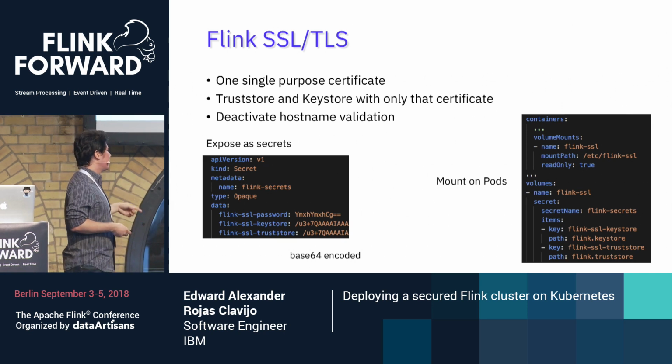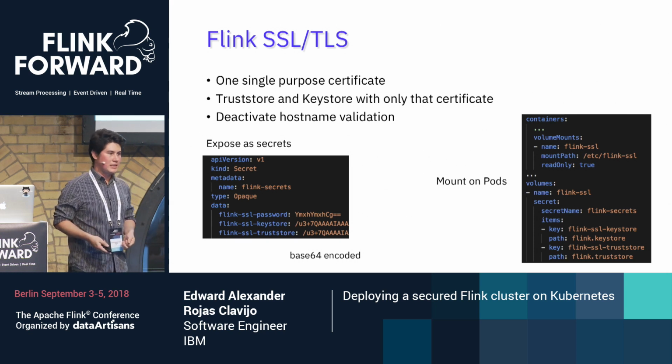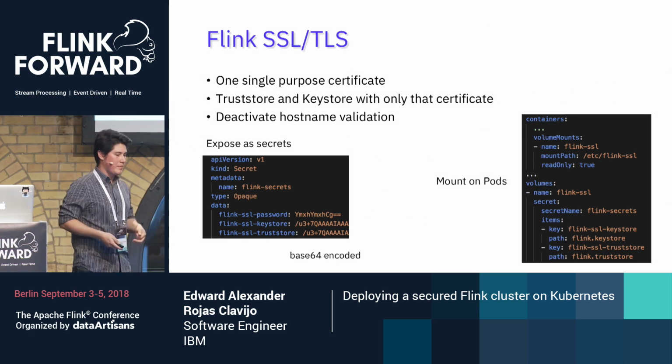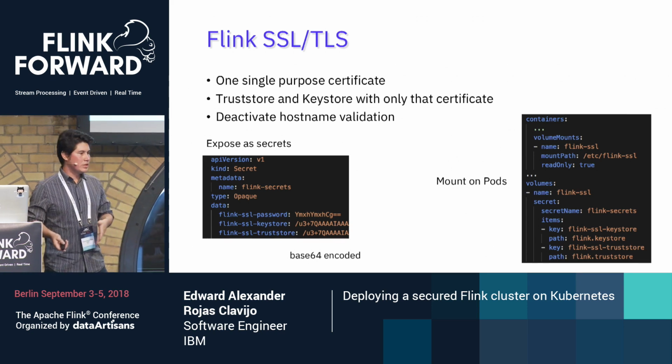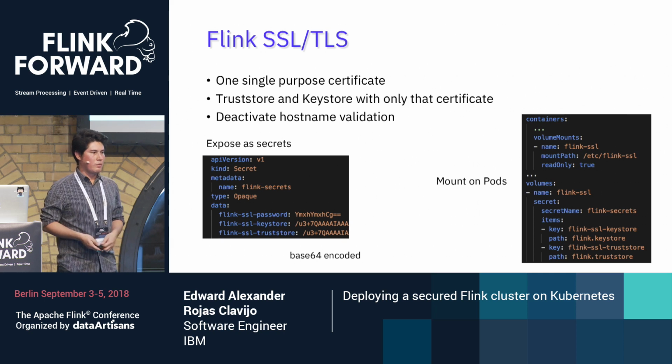We just have to declare the volume. We say from what secret we want to mount the files, specify the list of files, and then from the pods we can access these certificates. This is valid for the pods performing the job submission, as well as for the job manager and the task manager. The syntax at the end is the same. So from this configuration, once we have the certificate, we just have to set up the different properties in the Flink configuration to enable SSL in all the types of communication, and we are good to go.